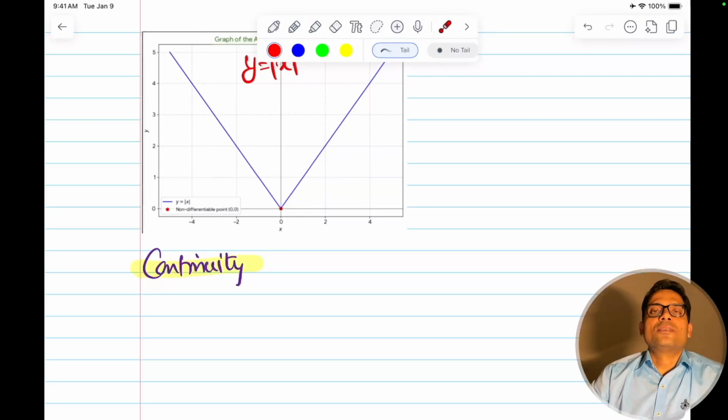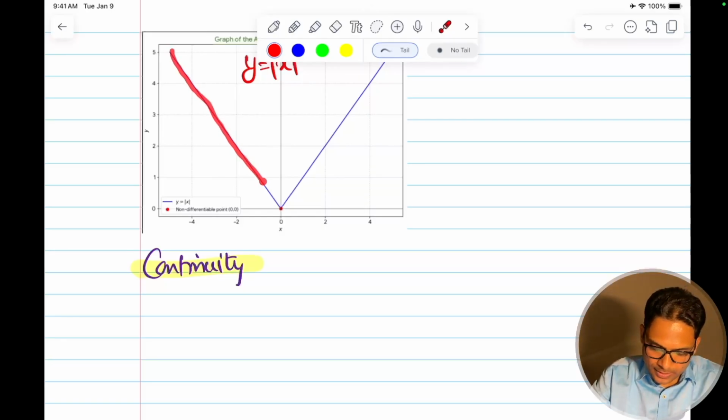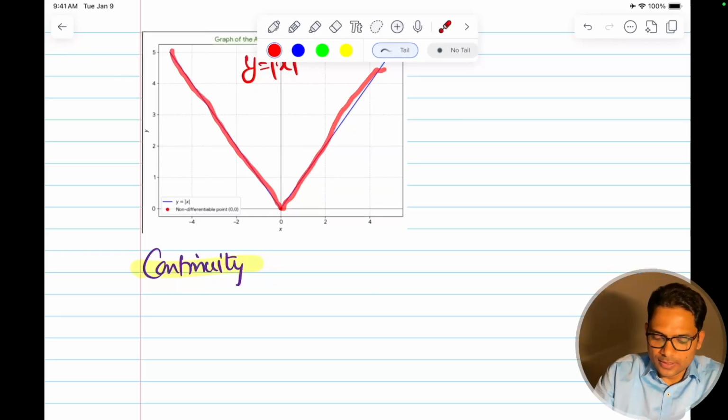So continuity of any curve at any given point is that if the graph can be drawn through that point without lifting my pen, okay, this is my pen. If without lifting my pen I can draw the graph at that given point, then that function is continuous. Some functions are like this.